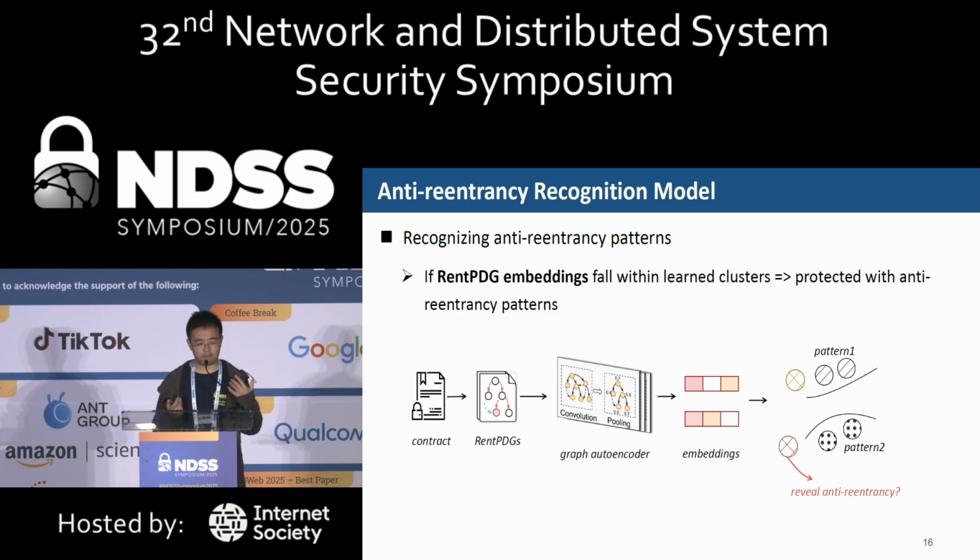So specifically speaking, if a smart contract's rent-PDG embeddings fall within the learned clusters, we can see the smart contract indeed is protected with anti-reentrancy patterns.